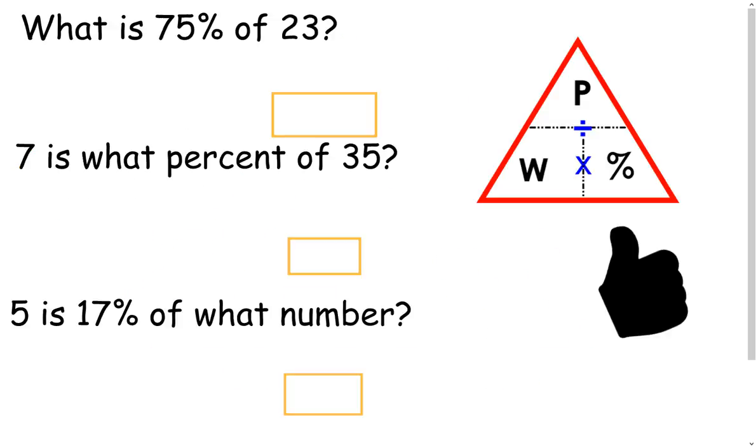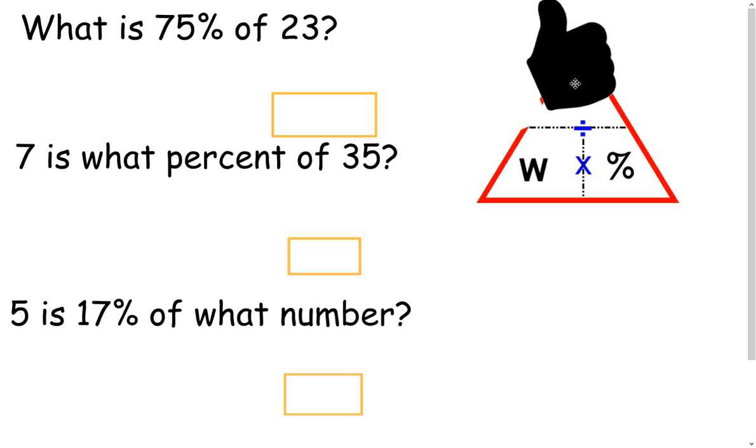For these problems, I'm just going to give you a chance to pause and think about what each of these might be in terms of what you'd cover up, and then what the answer would be, and then I'm going to show you what the answer is. So what is 75% of 23? What would you cover up? I would cover up the part, that's what I'm looking for, and the answer would be 17.25.